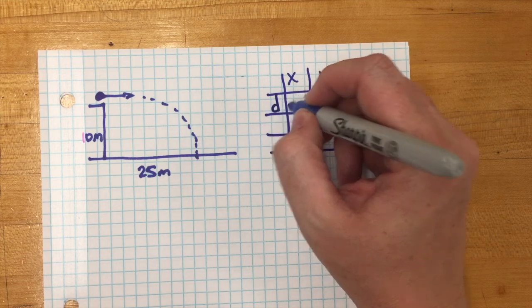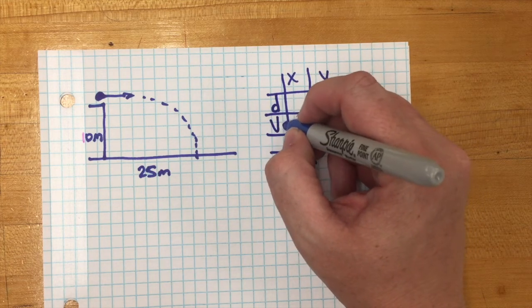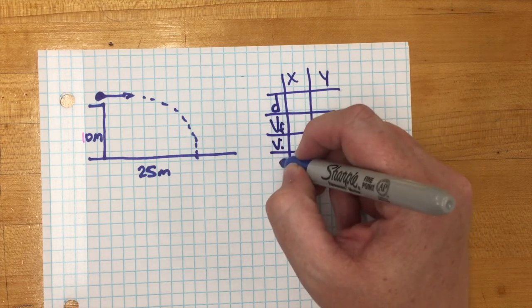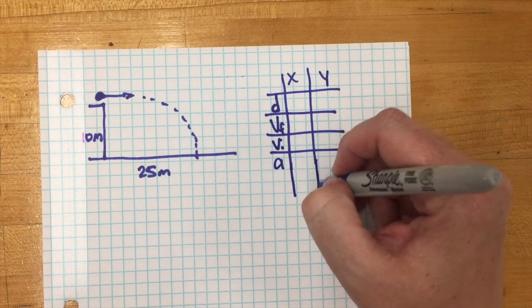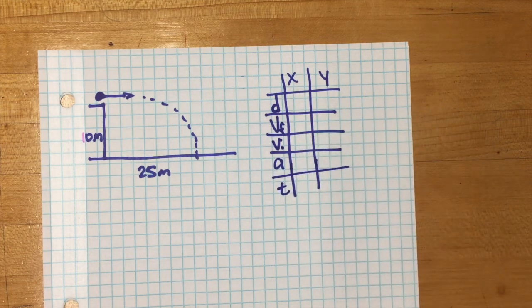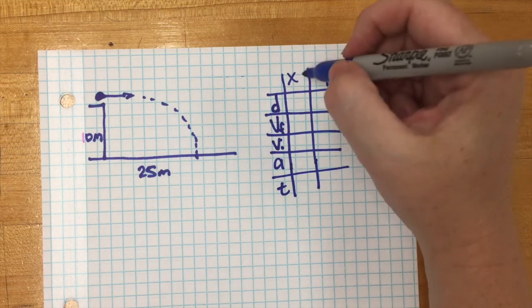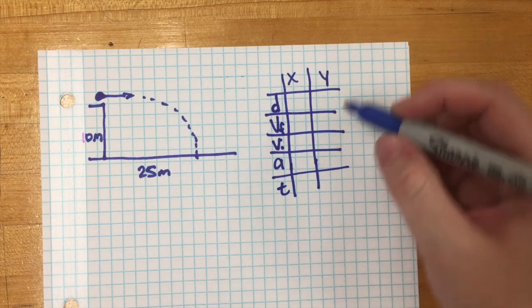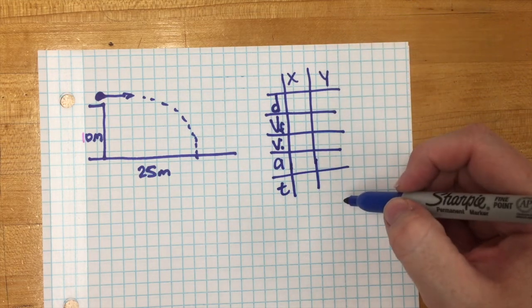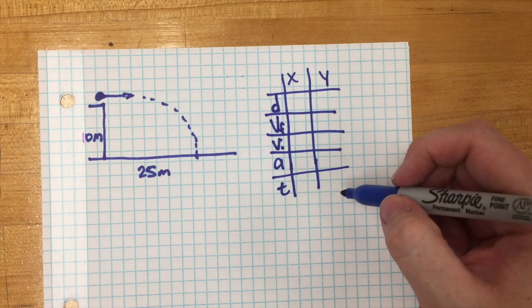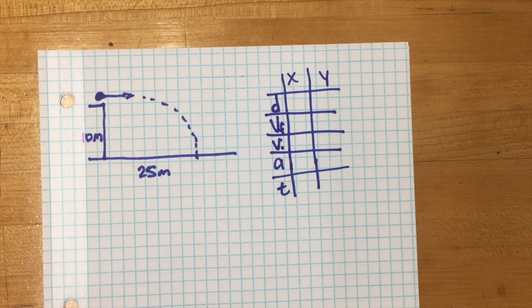So we're going to have a chart that we're going to make, and it's going to have our distance, our VF, our VI, the A, and the T. We're going to look and see what's happening in the X direction, and we're going to look and see what's happening in the Y direction, and then we can use that information to solve our problem as a whole.